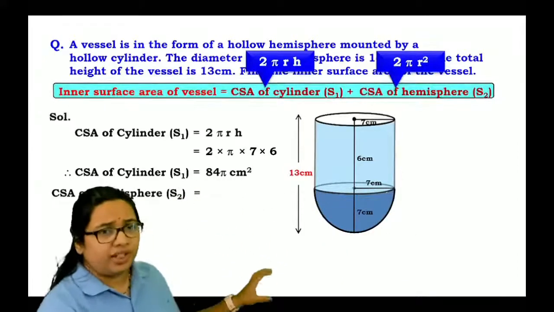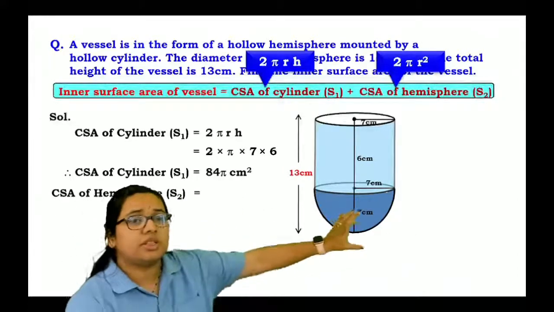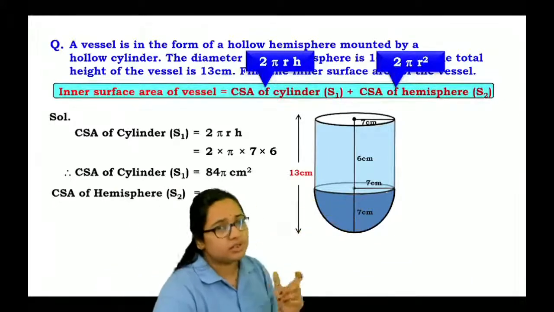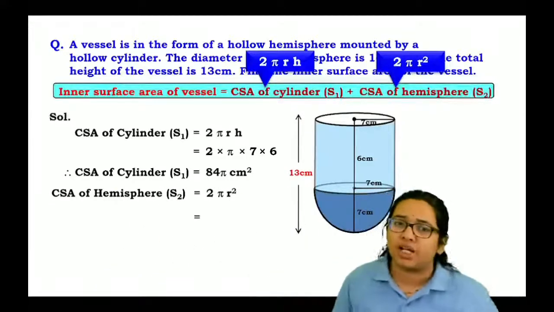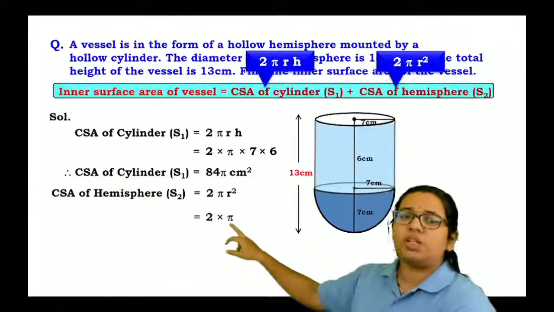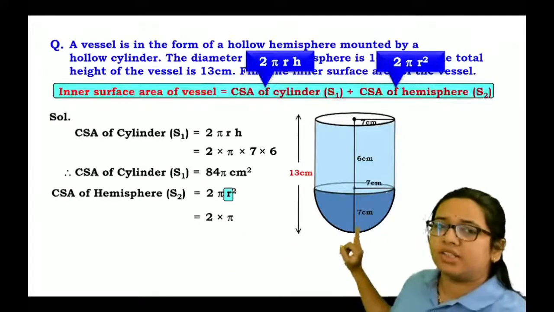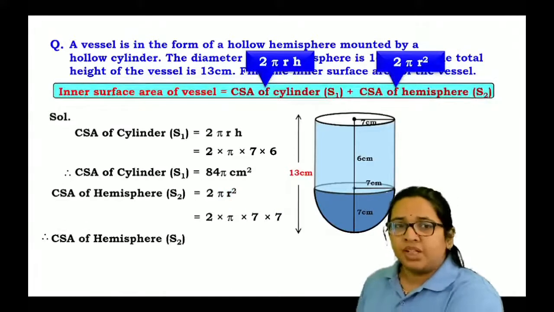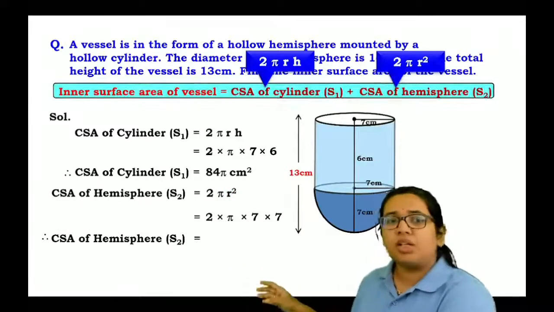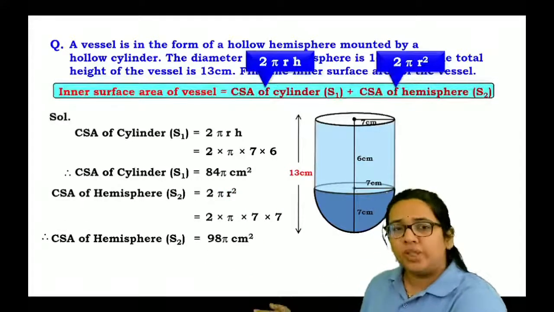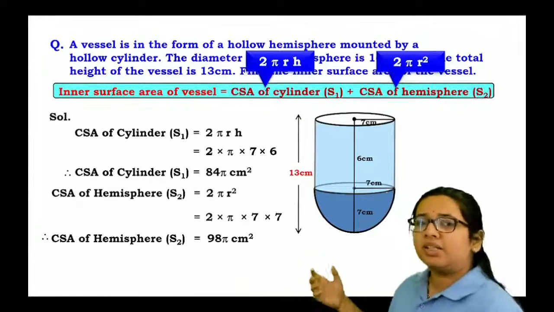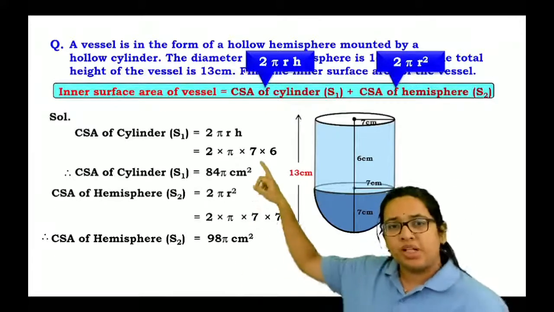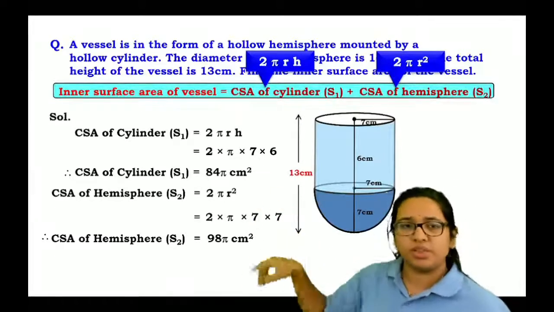Similarly, for finding out the curved surface area for hemisphere, its formula is nothing but 2 times pi r square. So 2 into pi into r is nothing but 7. So we have to consider 7 square there. Hence, curved surface area for hemisphere will be 98 pi square centimeter. Done with this? Are you getting these 2 points?